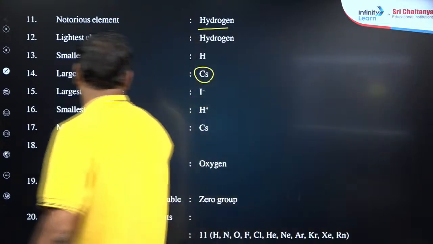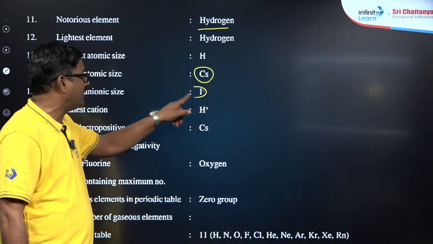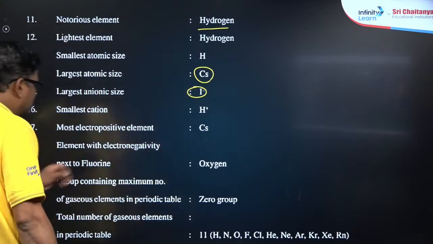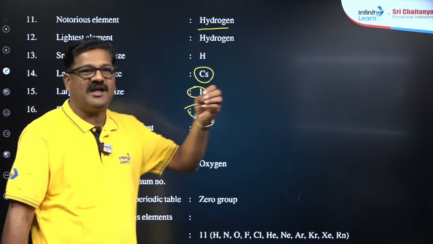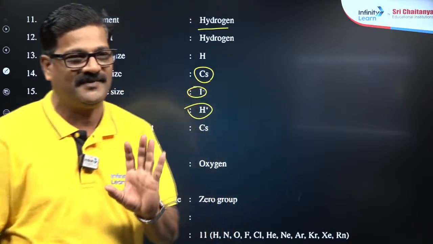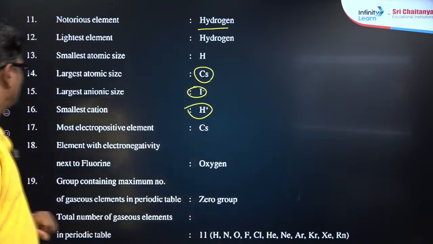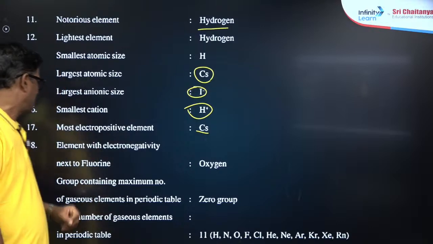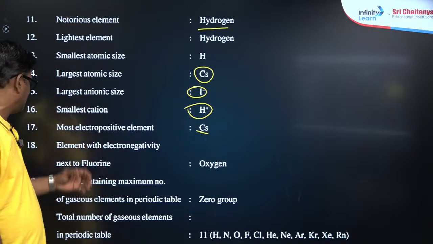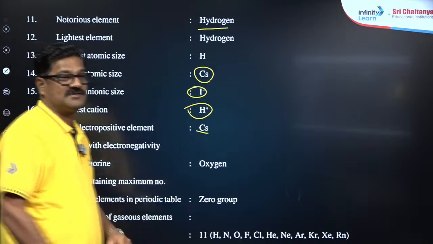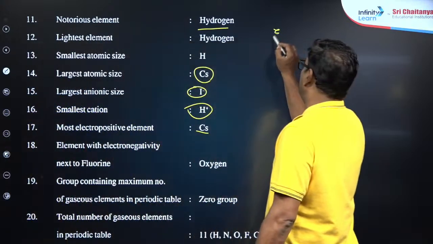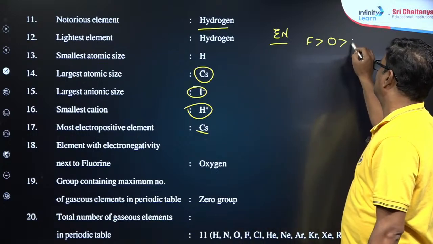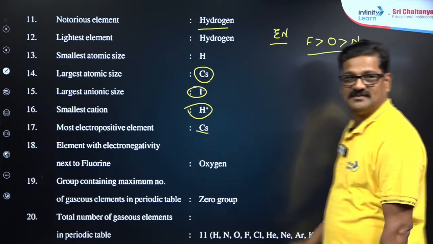Largest ionic size, iodide, I minus, right? And smallest cation, H plus. What will remain in it? Only the nucleus will remain, there is nothing in it, right? Most electropositive, most metallic, cesium. And the element with electronegativity next to fluorine, oxygen. The electronegativity order is fluorine greater than oxygen greater than nitrogen, mind it.